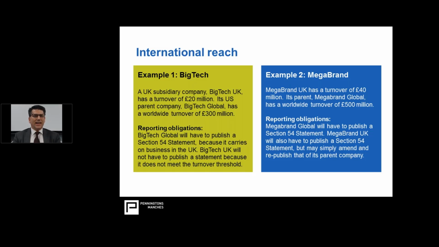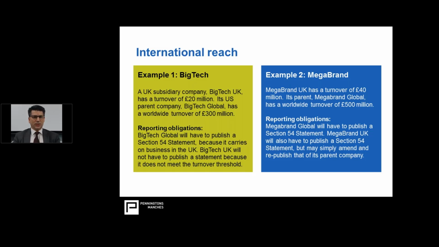Looking at example 1, here Big Tech UK has a turnover of £20 million. Its US parent company, Big Tech Global, has a worldwide turnover of £300 million. In this case, Big Tech Global will have to publish a Section 54 statement as it is carrying on business in the UK. Big Tech UK, however, will not have to publish a statement because it does not meet the minimum turnover threshold.